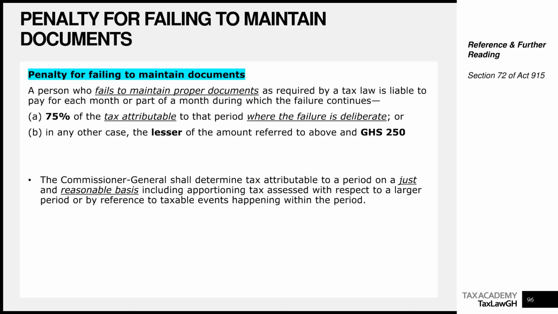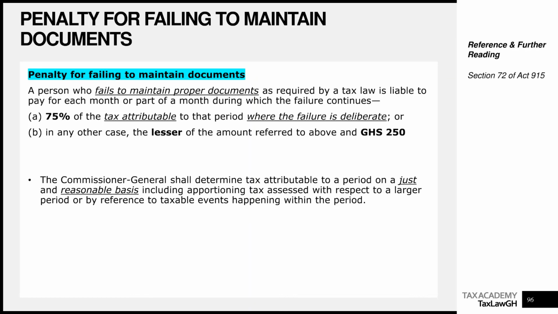Imagine you didn't keep documents. GRA thinks because you didn't keep documents, we've lost 2 million cedis. 75% of that 2 million cedis is the penalty for not maintaining documents. Don't forget this is aside any interest you pay on that amount for not paying, then any penalties for not filing returns. So take note, if you don't maintain documents and we realize it's deliberate, 75% of the amount is payable.